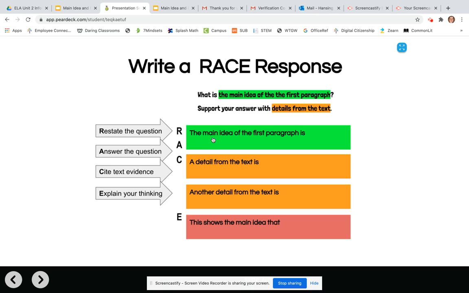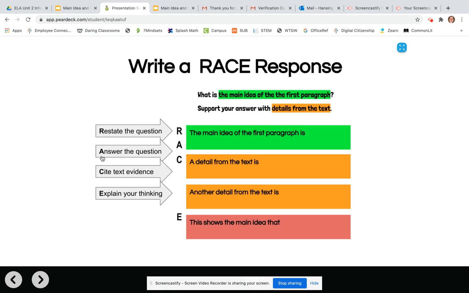These words match because I'm restating. That means I'm stating again the question, but I'm saying it as a sentence. So instead of what is the main idea of the first paragraph as a question, I'll write the main idea of the first paragraph is. That's a great restatement of the question, but I better also answer the question.